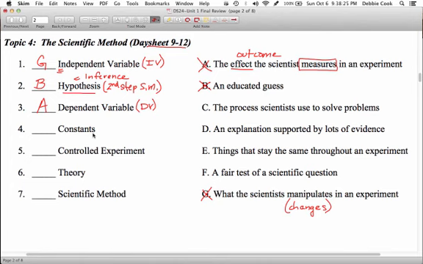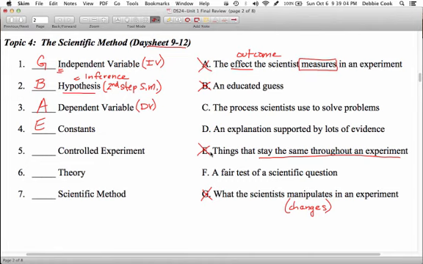Number 4 is asking, what are constants? Constants are things that stay the same throughout an entire experiment, and they stay the same for both the control group and the experimental group, because remember, in a good experiment, we only ever change one thing, and the one thing that we're changing is the IV. So everything outside of the IV is going to be known as a constant, or things that are absolutely 100% the same. So let's go ahead and see if we can find it. It looks like E, things that stay the same throughout an experiment. Looks like it should be the right answer, so number 4 should be E, and I'm going to cross it out so that I know that I already used that answer choice.